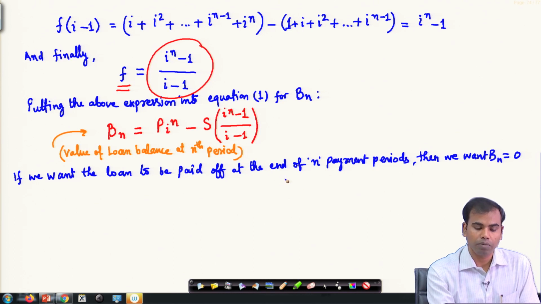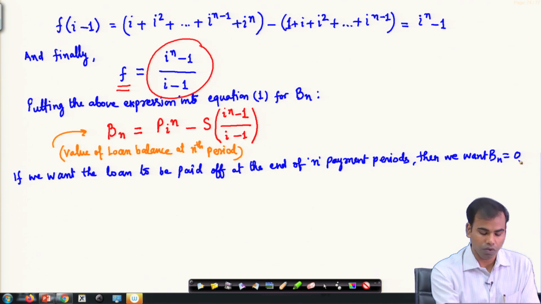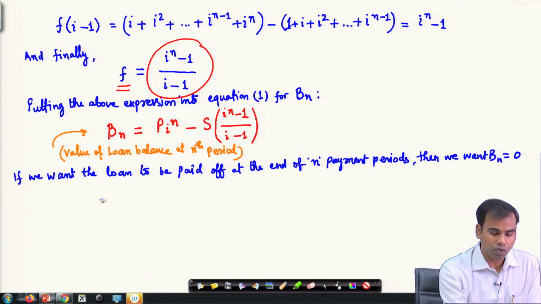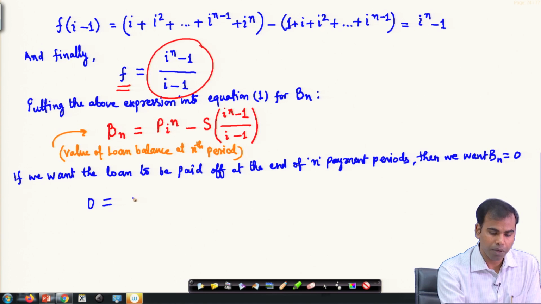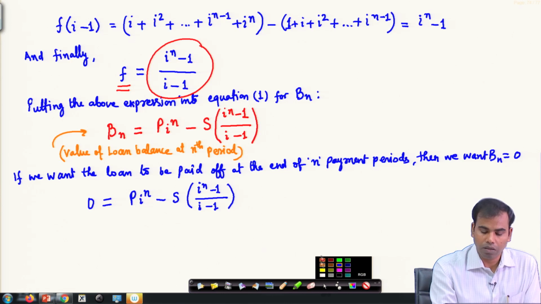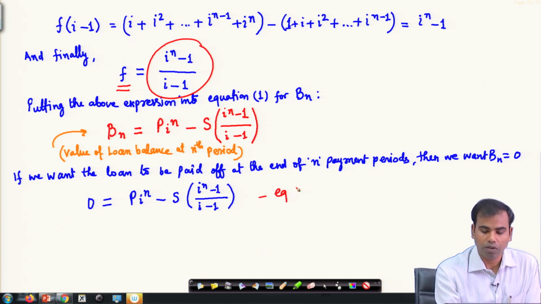So, if you want the loan account to be 0 at the end of the nth period, Bn will be 0. Now, if Bn is 0, then in the above function, let us say 0 in place of Bn, we get 0 equals PI^n minus S (I^n minus 1) by (I minus 1), and this is our, let us say, second equation.